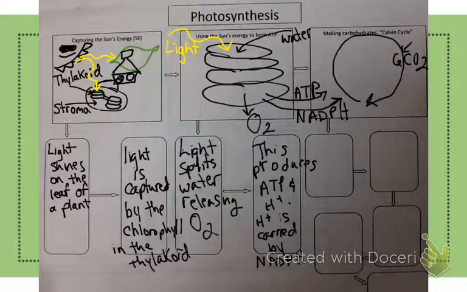What are we going to make? What are we going to kick out here? Glucose. And what's the chemical formula for glucose? C6. And if we have 6 carbon dioxides, how many possible carbons do we have? 6. And with 2 oxygens for every 1 carbon dioxide, how many total oxygens do we have? 12.